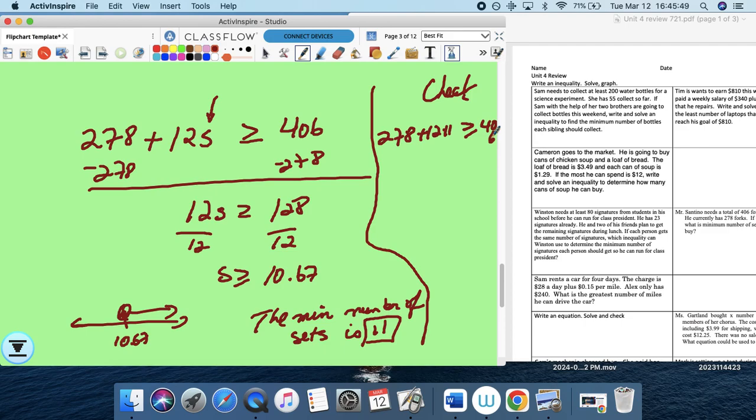12 times 11, sorry. So we got 278 plus 132 greater than or equal to 406, and we get 410. So if he gets 11 sets of forks, he's going to have 410, right? So which he's going to meet, the total of 406, and he's going to have a few left over. Okay.